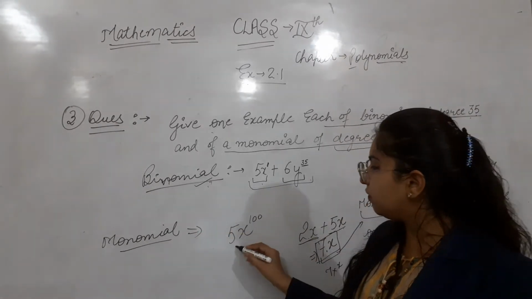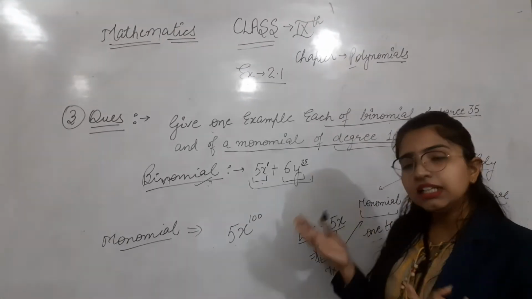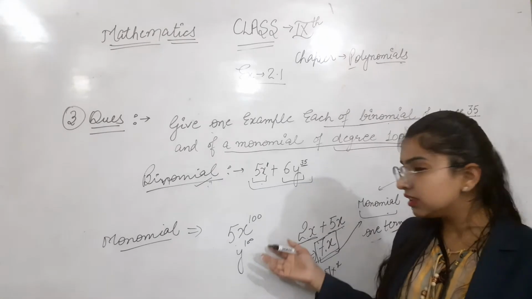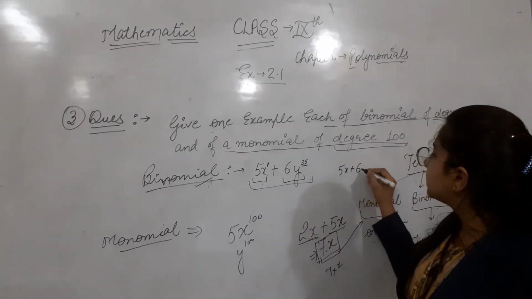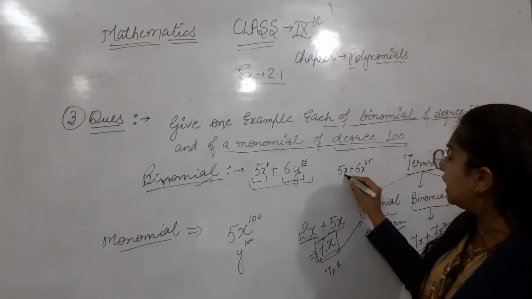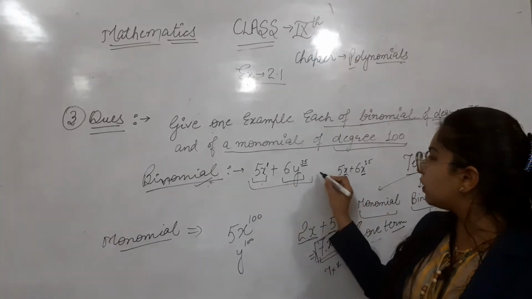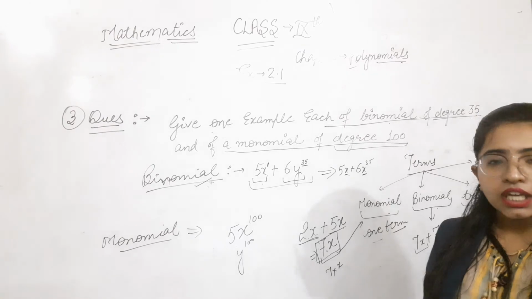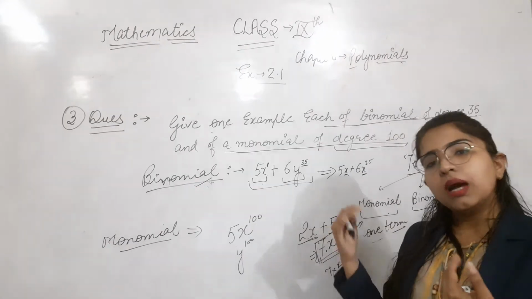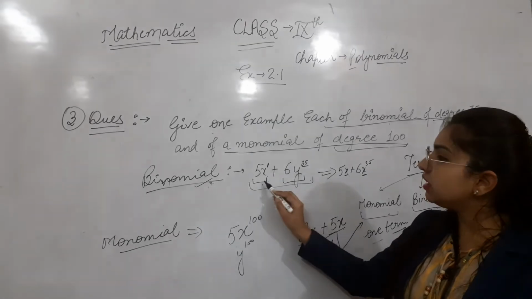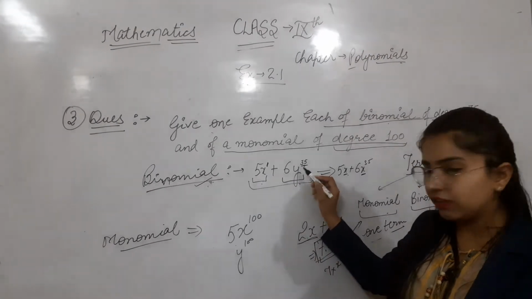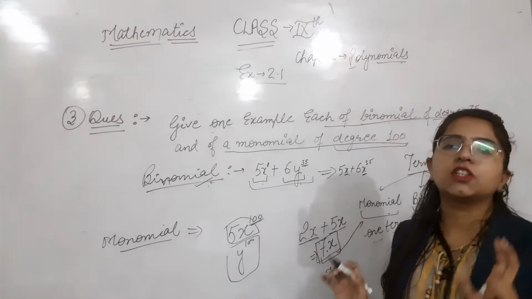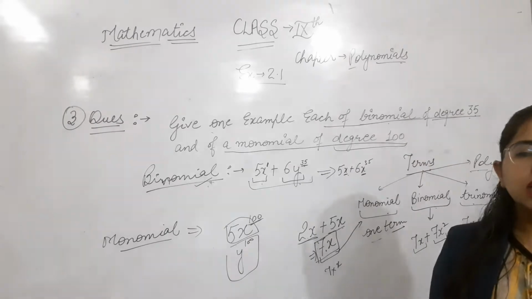This will be the example. Monomial 5x raised to power 100. You can take any other term also. You can take only y over here. Y raised to power 100 also. You can take this. And you can take like this 5x plus 6x raised to power 35. You can take both x as same in this binomial also. It's up to your wish. He's saying you have to give the example. Okay, I am taking the example and this one was up to my wish. But make sure that terms will be 2 and highest power will be 35. Here terms will be 1 like 5x, only 1 term, and highest power must be 100 only. This was question number 3.